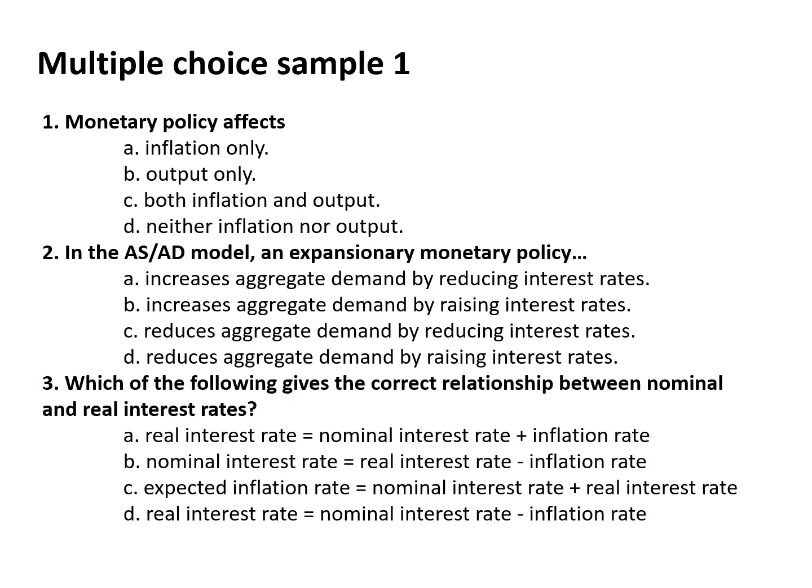Multiple choice questions. Question 1. Monetary policy affects both inflation and output. Question 2. In the AS-AD model, expansionary monetary policy, the answer is A: increase in aggregate demand by a reduction in interest rate. Question 3. Which of the following gives the correct relationship between nominal and real interest rate? The answer is D. Real interest rate equals nominal interest rate minus inflation rate.